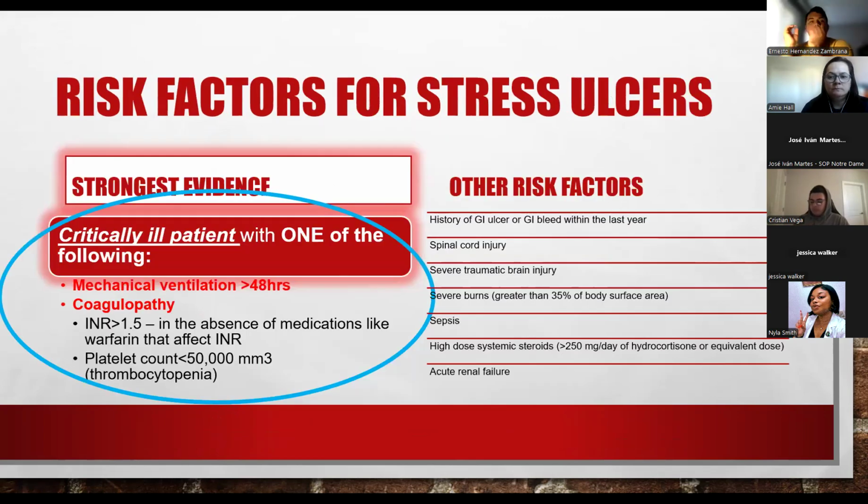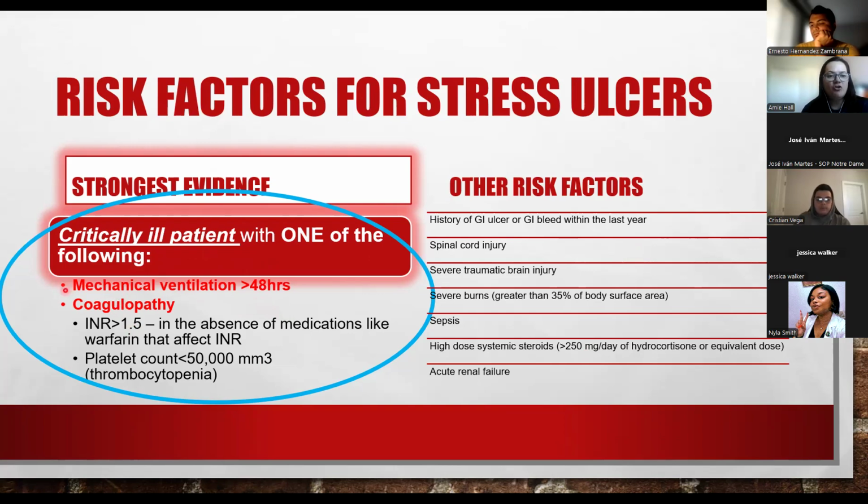So based on randomized trials and guideline recommendations from the American Society of Health-System Pharmacists, ASHP, stress ulcer prophylaxis should be administered to all critically ill patients who are at high risk for GI bleed. So how do we determine who is high risk? Patients who are high risk are critically ill, so they are in the ICU with one of the following. They've been on mechanical ventilation more than 48 hours.